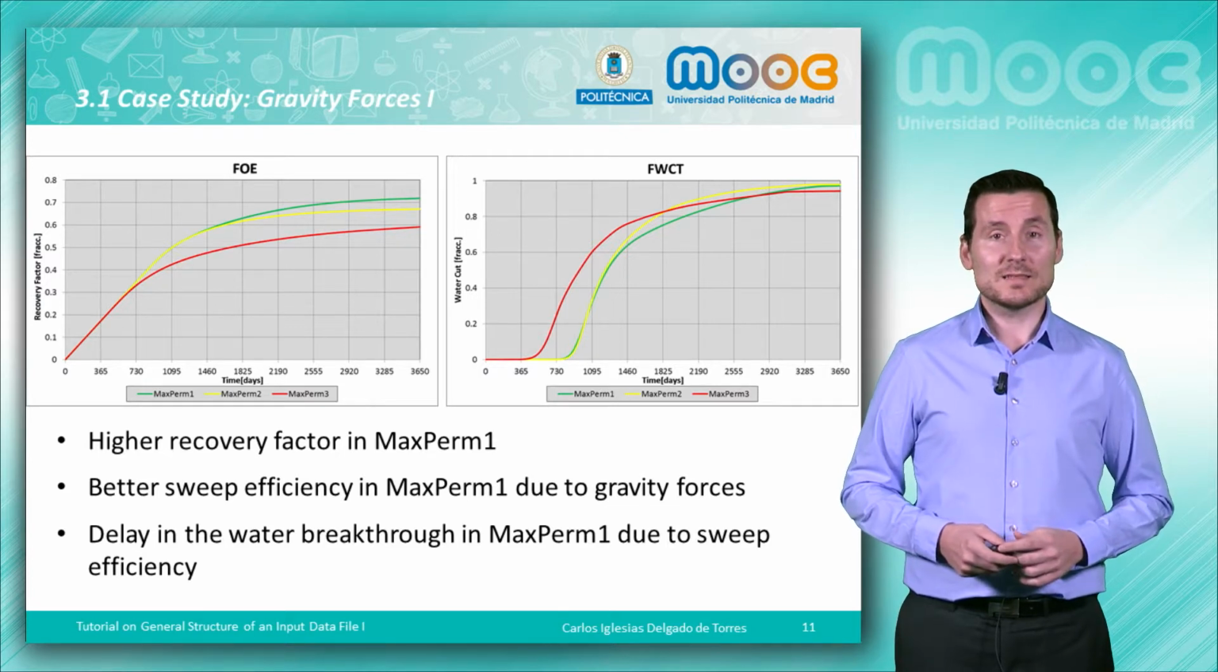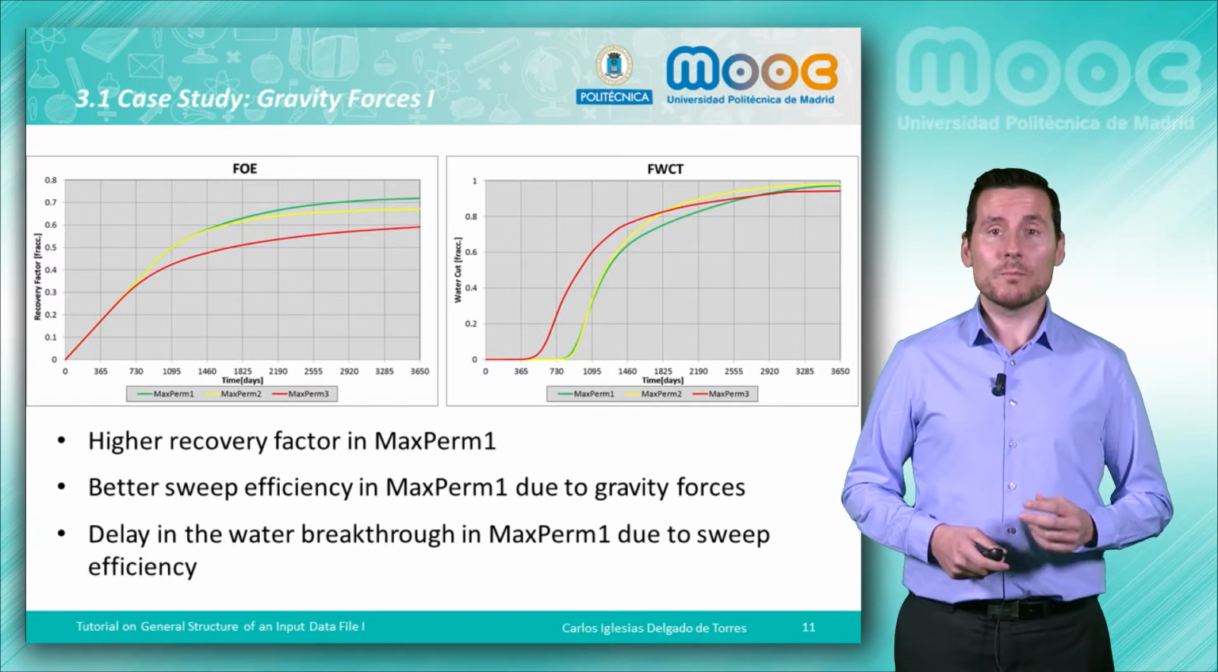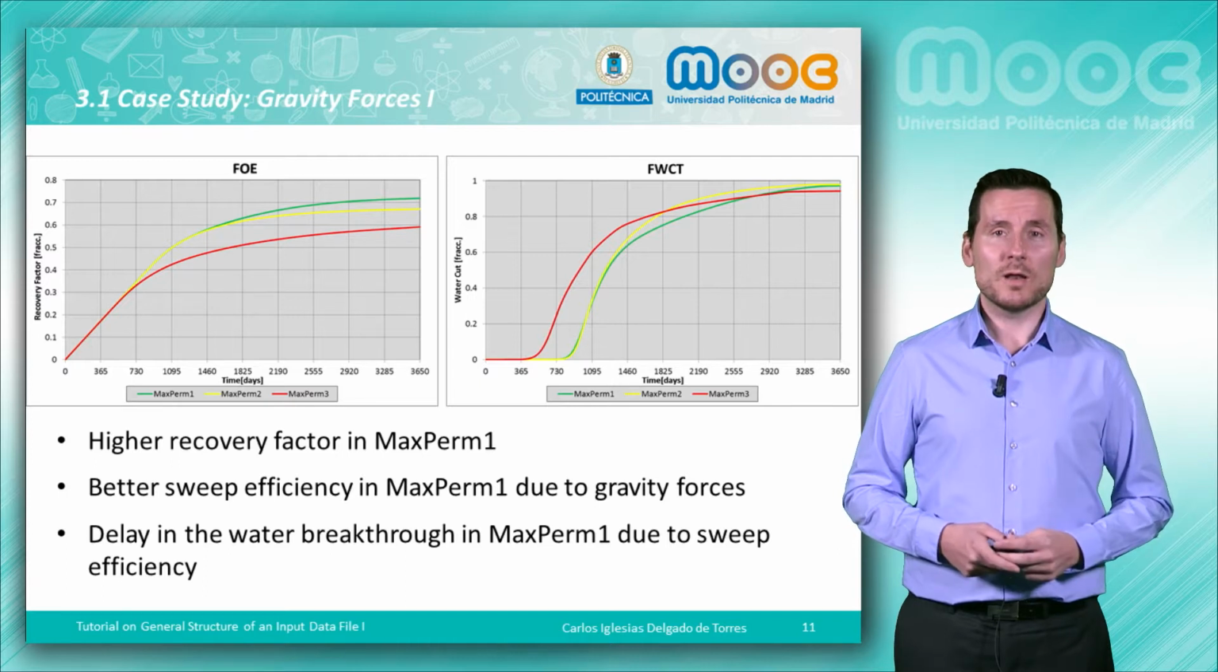On the other hand, as was previously said, in the red case, where the maximum permeability was at the bottom, the gravity force led to a faster water breakthrough and a lower recovery factor, because all the water went through the bottom, leaving a lot of unswept oil at the top.